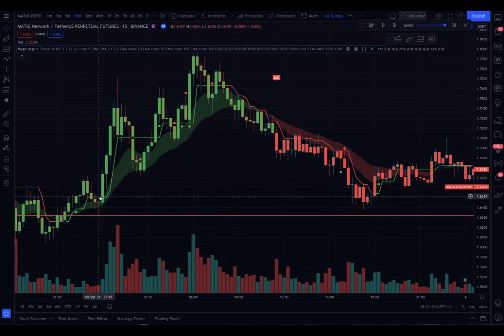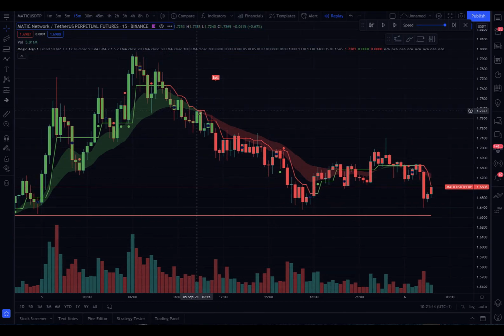Number 4 will be this MA cloud. When it's green, we are in an uptrend, which is very clear from here. When it changes to red, this is another confirmation that we are going downtrend. So that's the case here. It changes from green to red. So you can see very clearly here.